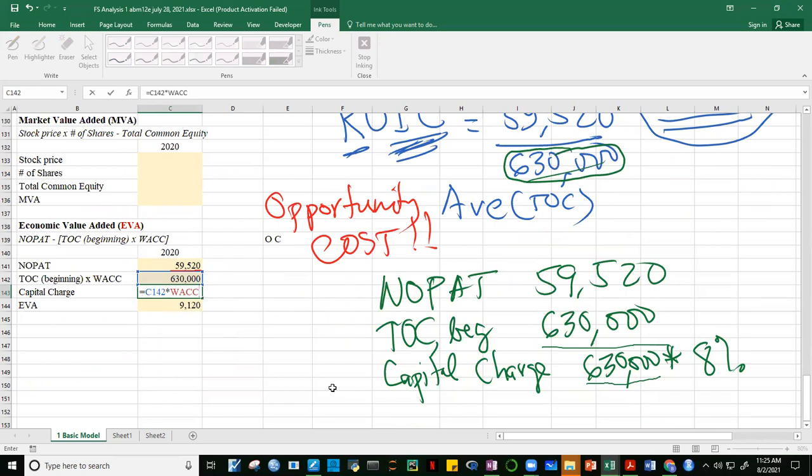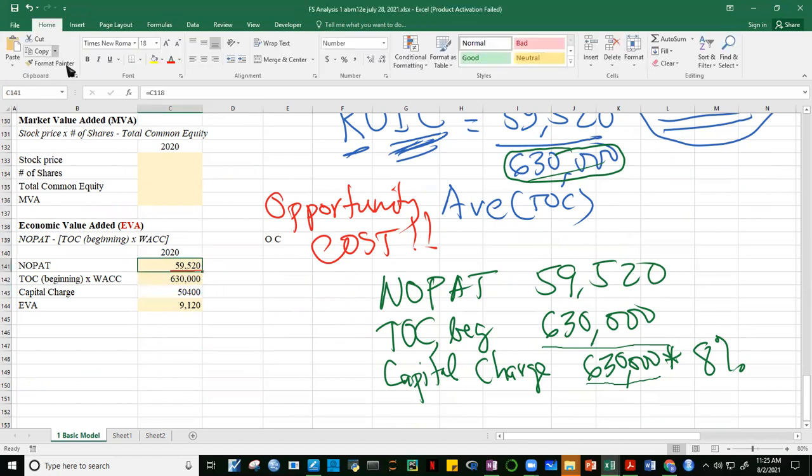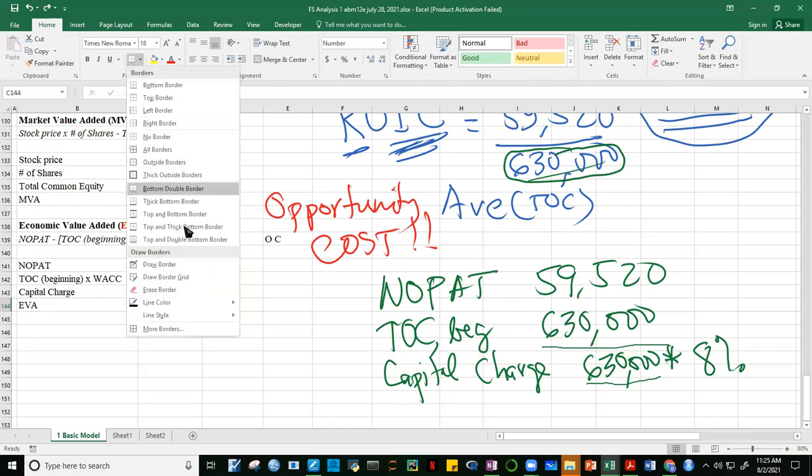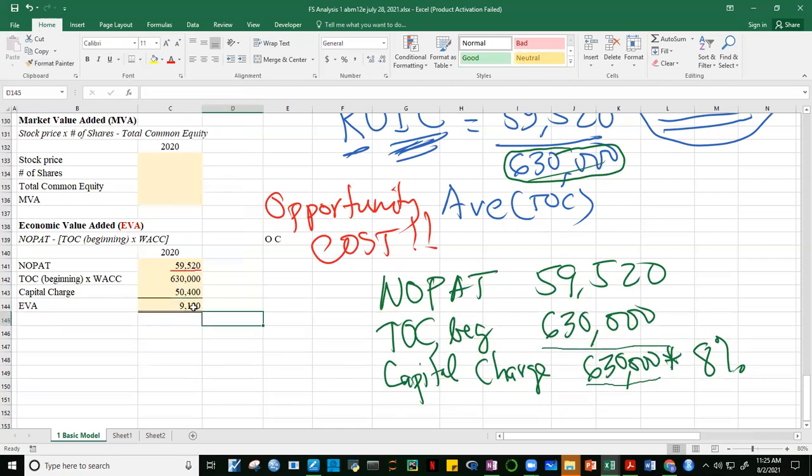Okay. Control Enter. Okay, so we can now compute for our EVA, economic value added, which is equal to your NOPAT less your capital charge.